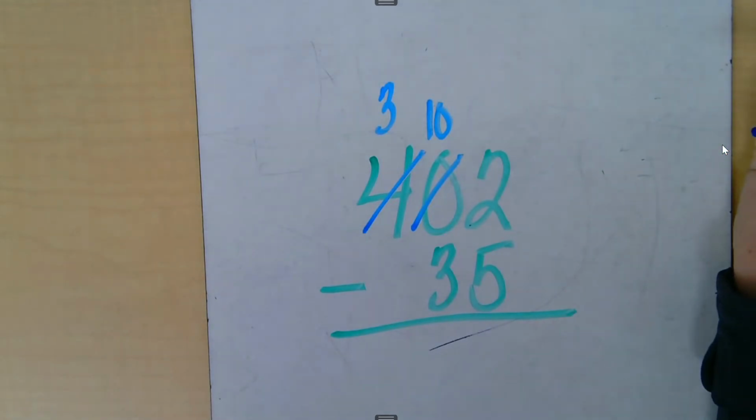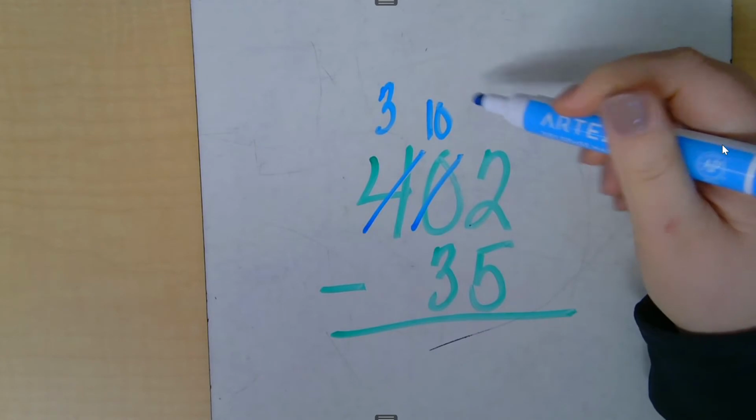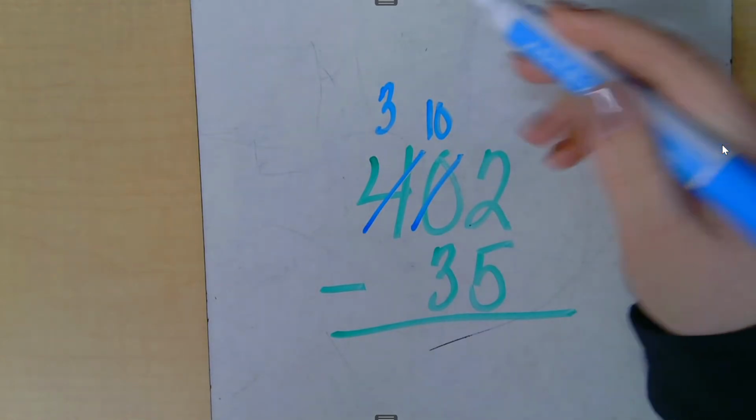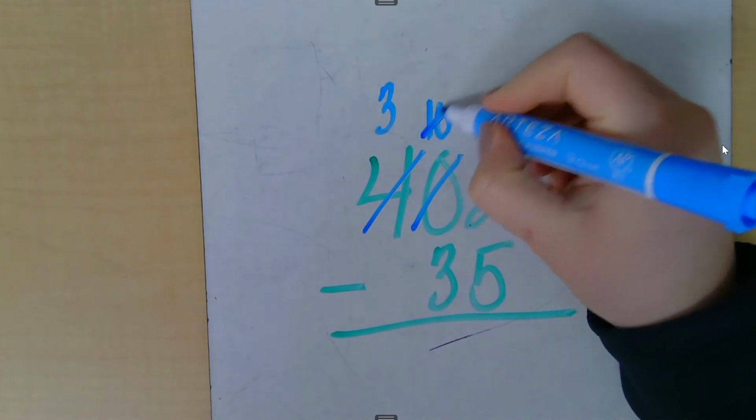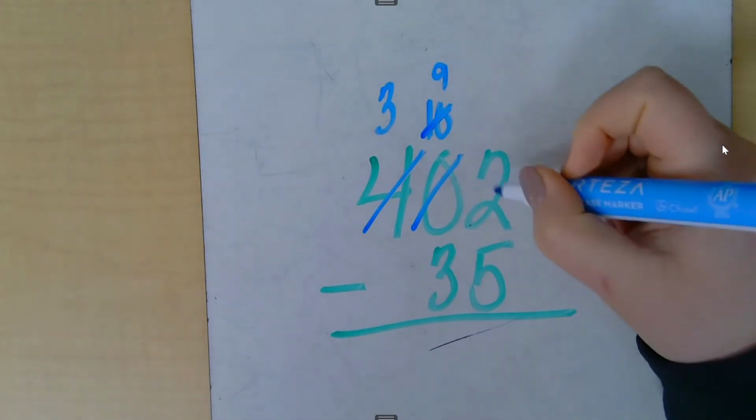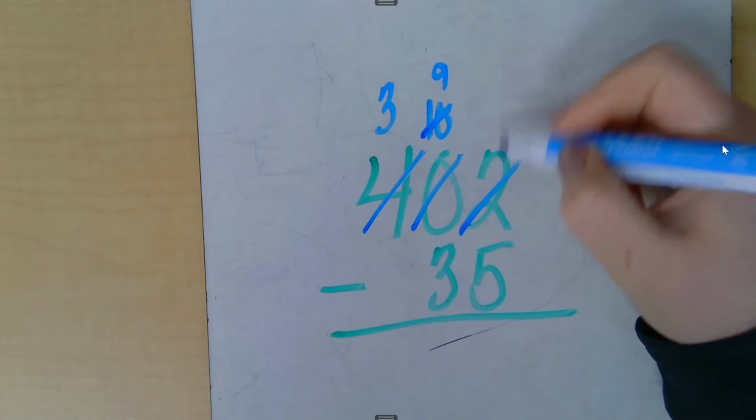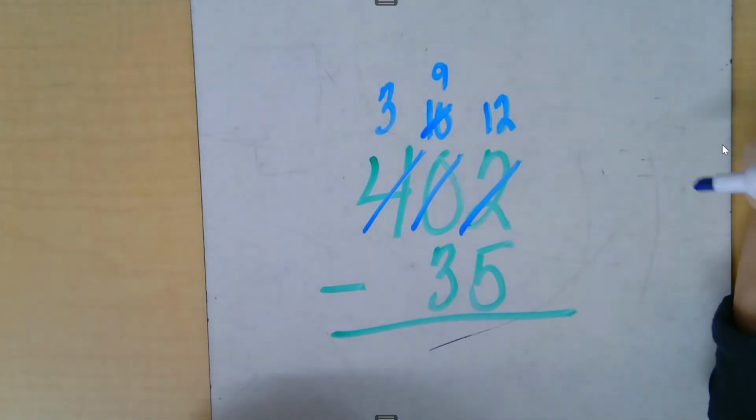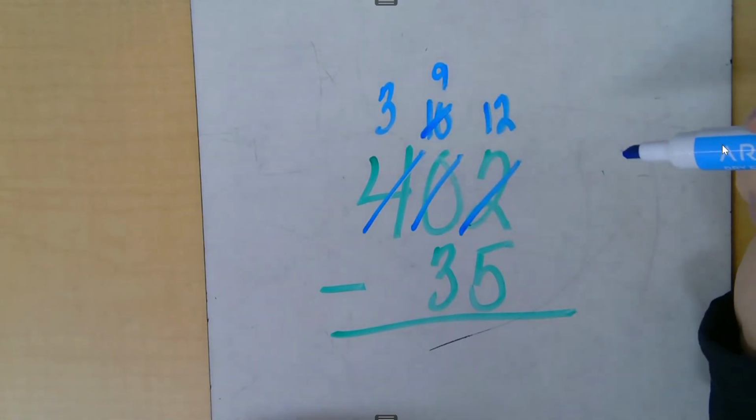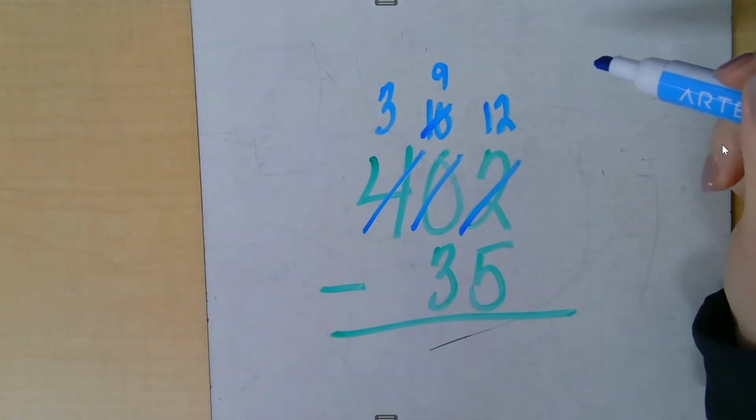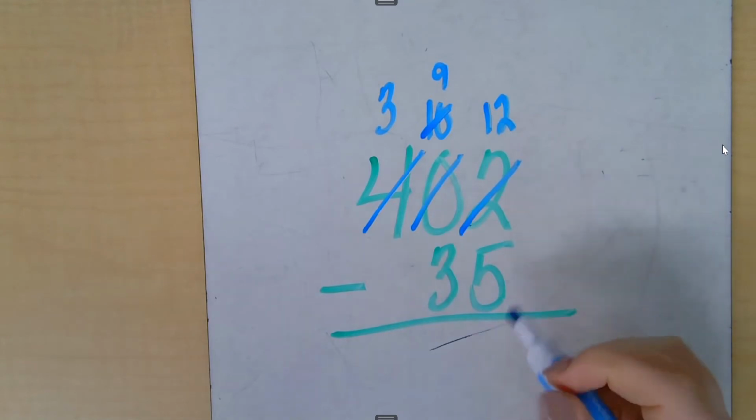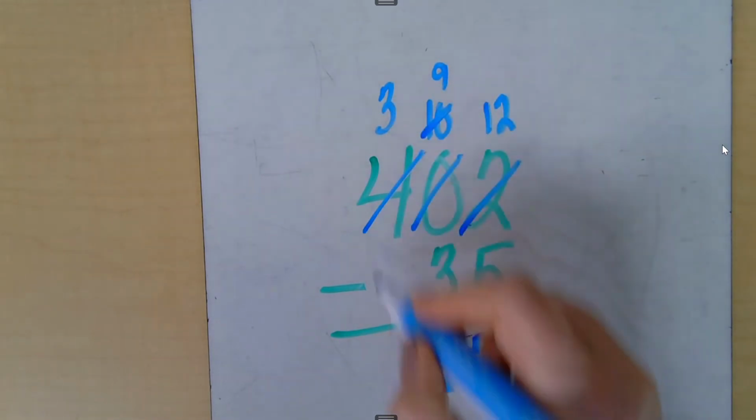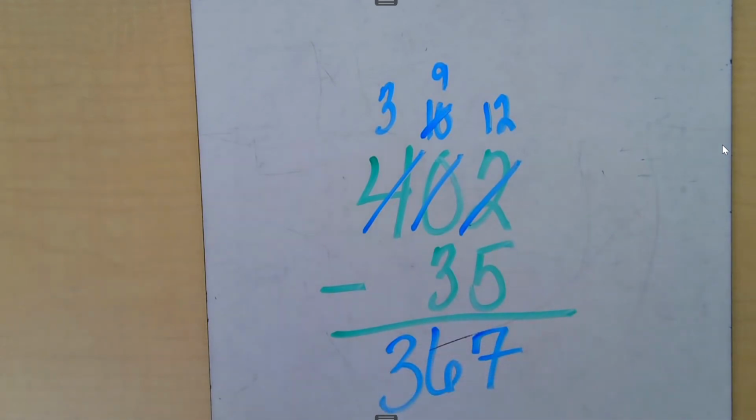Okay? Now I can help out this ones place. So the ones place is going to borrow from the tens place. So my 10 becomes a 9. And my ones place is now 12. Okay? So it is not that much different than the regrouping you've already been doing. 12 minus 5 is 7. 9 minus 3 is 6. 3 minus nothing is 3.